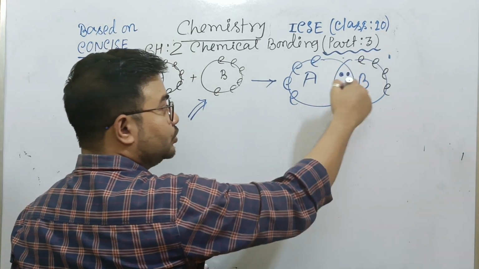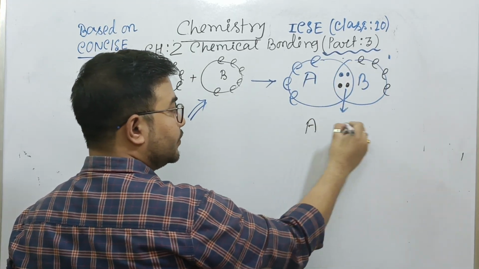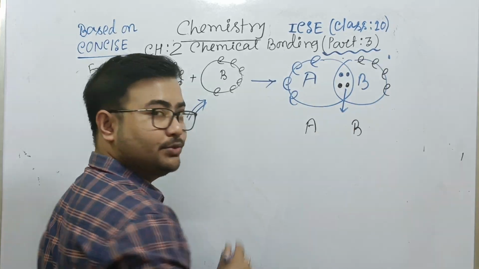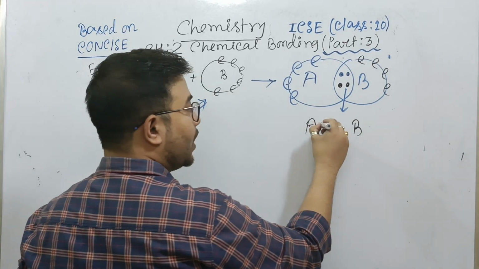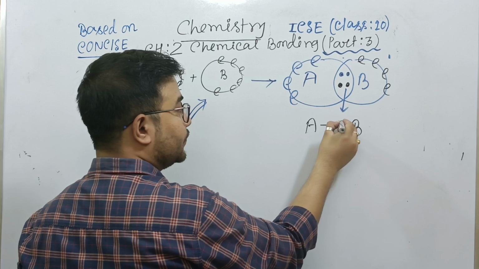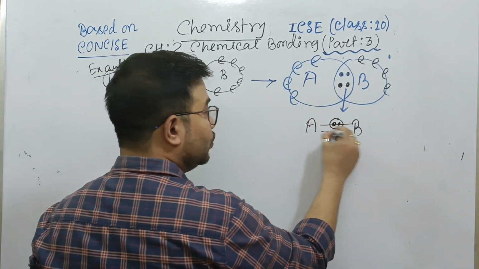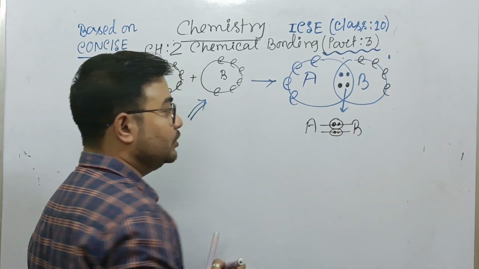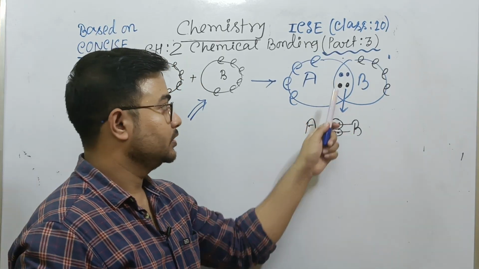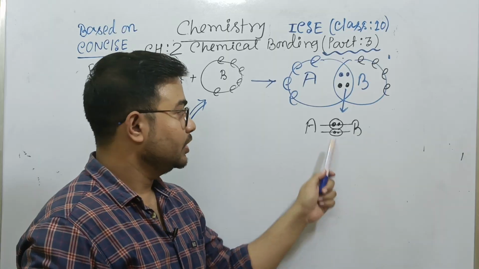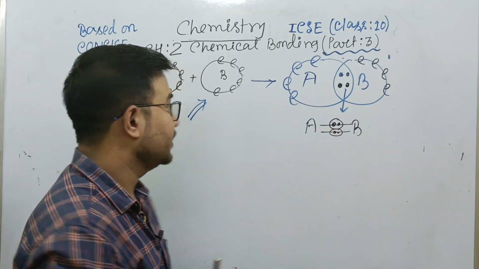Now due to this sharing, a bond will form between A and B. All of you know one bond means one pair of electrons. So how many pairs of electrons are here? 2. So 2 bonds will form. Look at the board. 1 pair means 1 bond, 2 pairs mean 2 bonds. So here a double bond will form. Now look at the board.